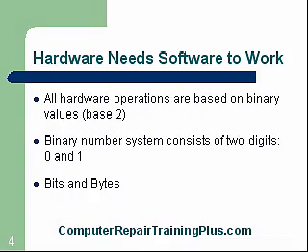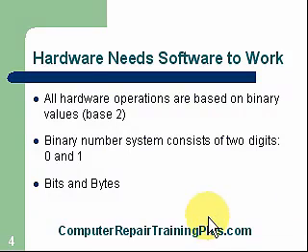All hardware operations are based on binary values. This is what we call a base 2 numbering system. We just have two characters, a 0 and a 1. And with the 0 and the 1, we can represent all of the information that you see on your screen and all the information that we communicate through our data lines from computer to computer throughout the entire internet.